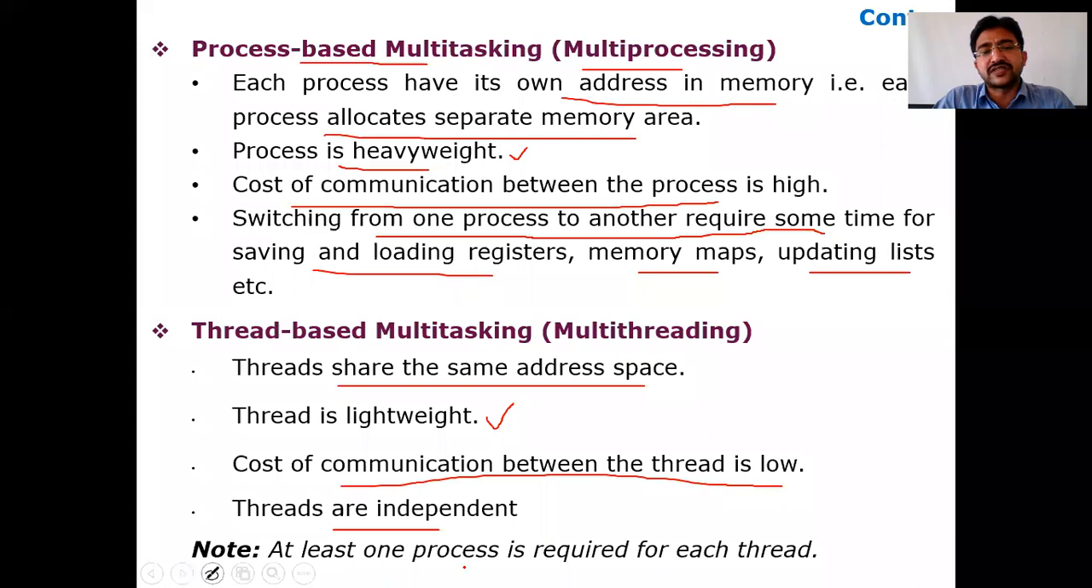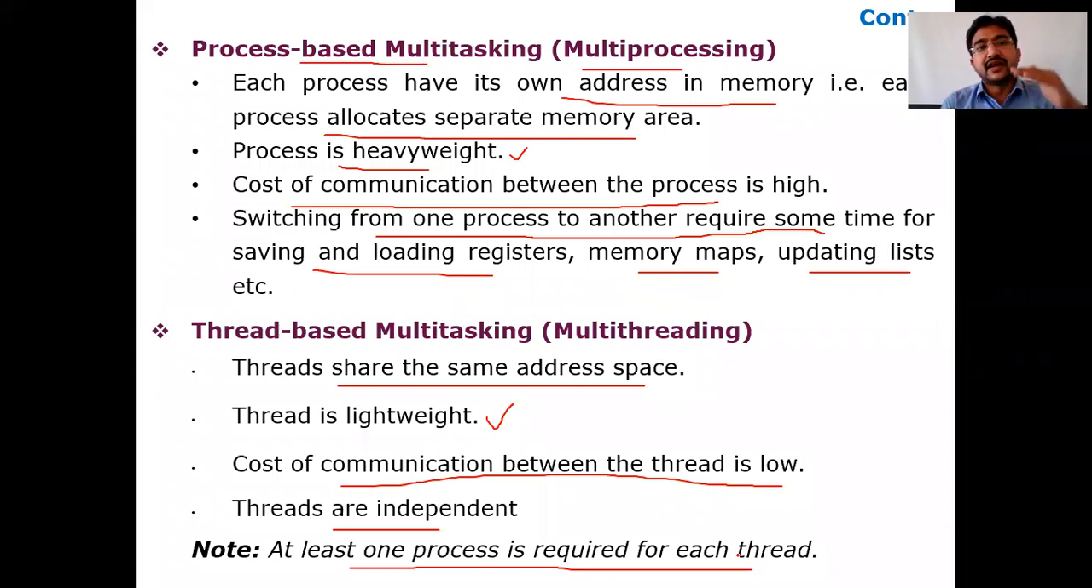So at least one process is required for each thread. In a process, we have threads, not in threads, we have process. So in a process, we have multiple threads. Normally, process means what? A program. So thread-based can be performed in a single process, whereas process-based will be performed in multi-process. Single process means what? Single program. So to run any thread, definitely a minimum of one process is required. Without process, there are no threads.